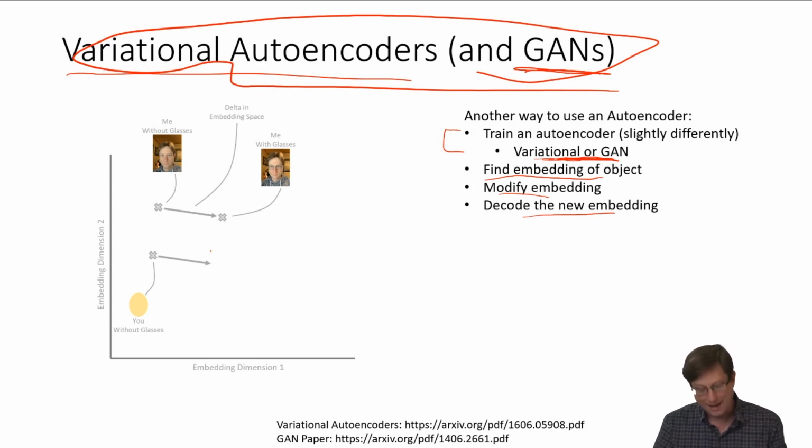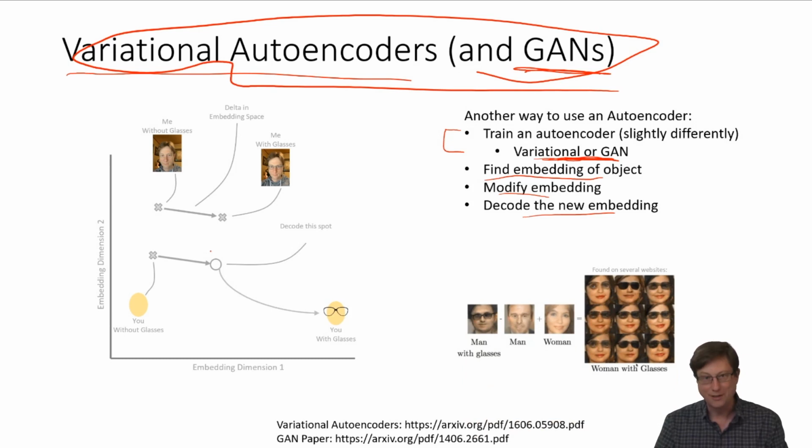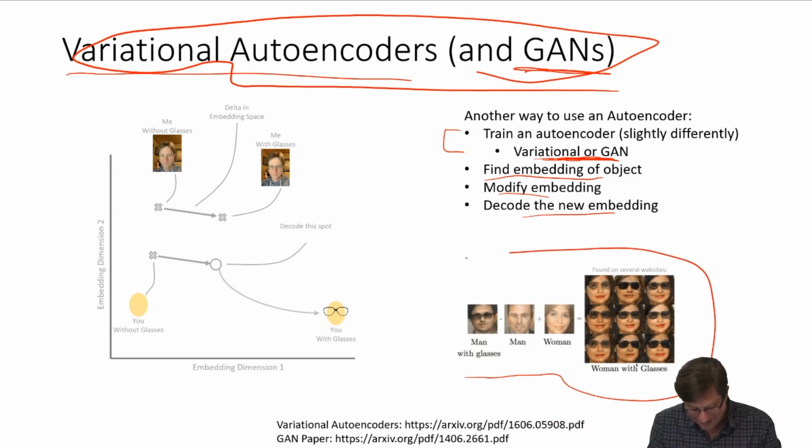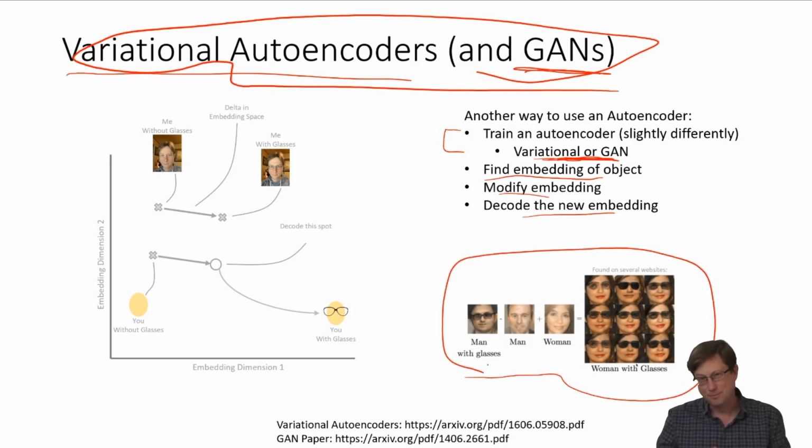So if I apply that, I get the new point, and then I decode from that spot, which is your embedding plus the delta of me with glasses and me without glasses. There's a chance that what I'm going to decode is going to look like you with glasses on. And here's an example of that from some of these papers. And if you hear things about deep fakes, this is probably not exactly what's happening, but it gives you a sense of how you might go towards producing a deep fake.